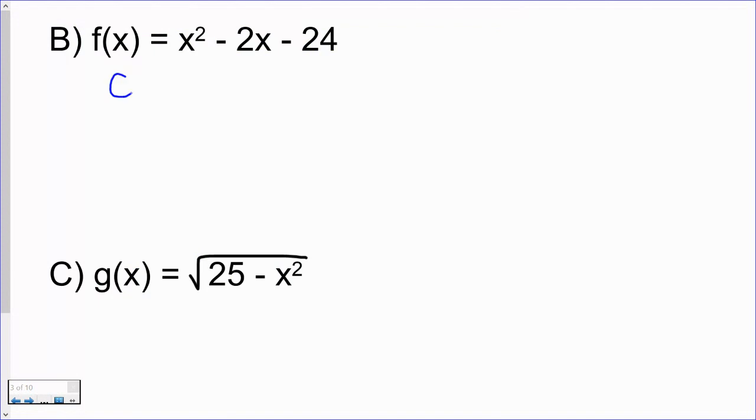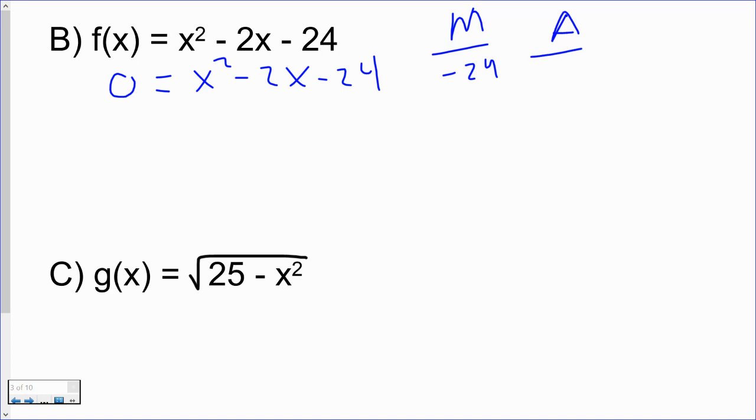Same thing here. If I set this equal to 0, this is a quadratic. We can't solve it like we solved a linear equation like we did in the last one. So that means that I have to go ahead and factor this one. So if I have two numbers, as I've done before, they're going to multiply to a negative 24. They're going to add to a negative 2.